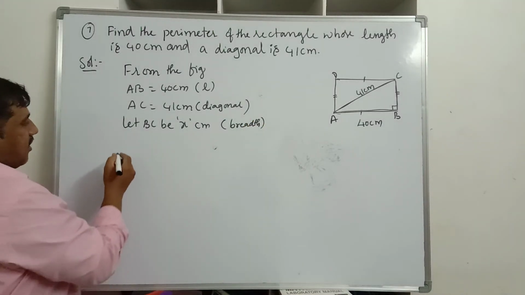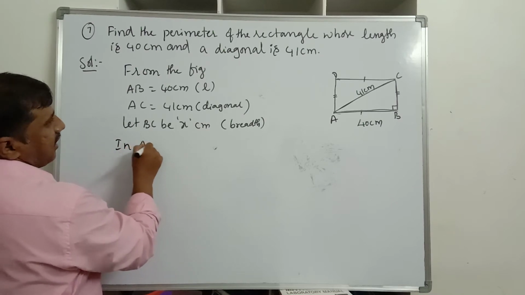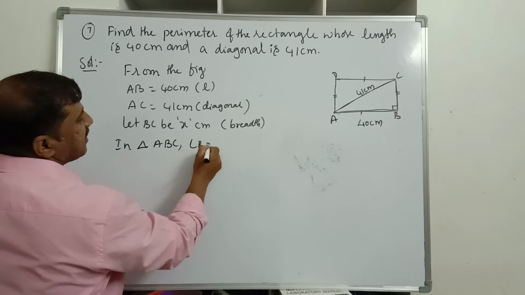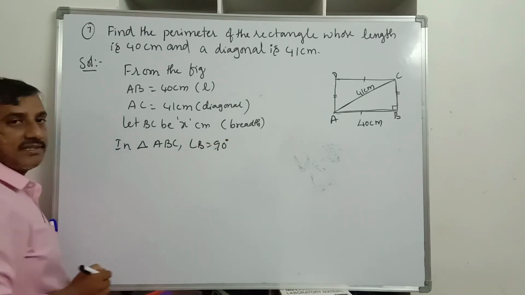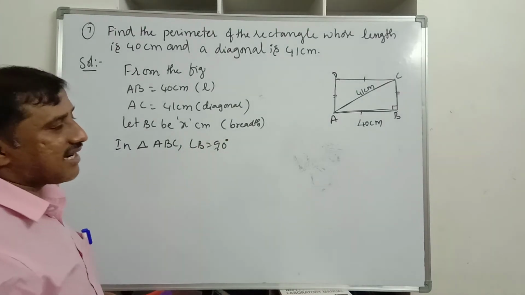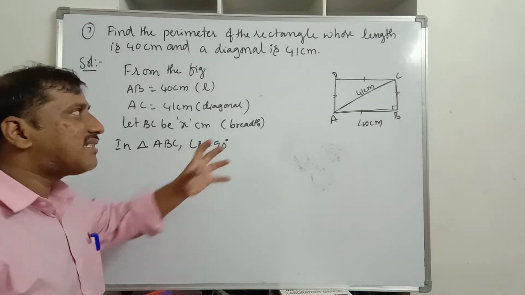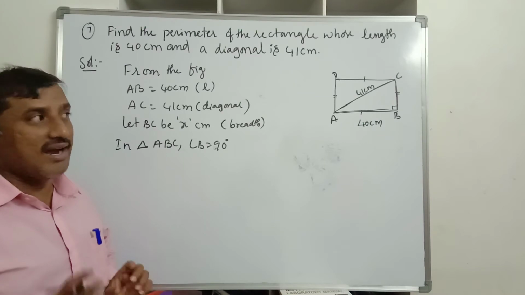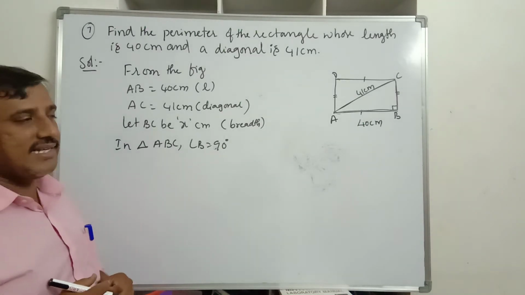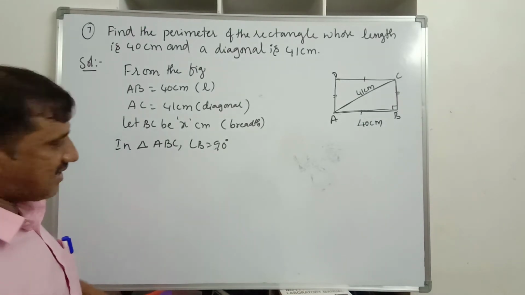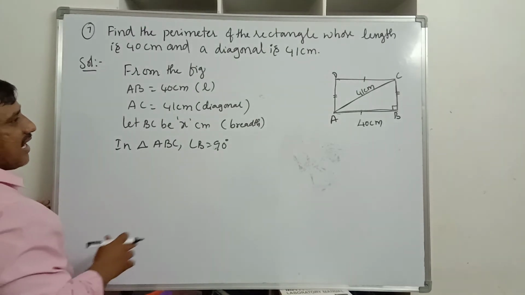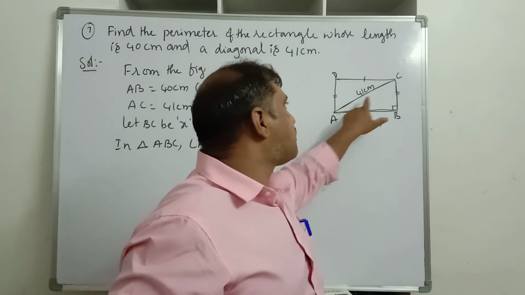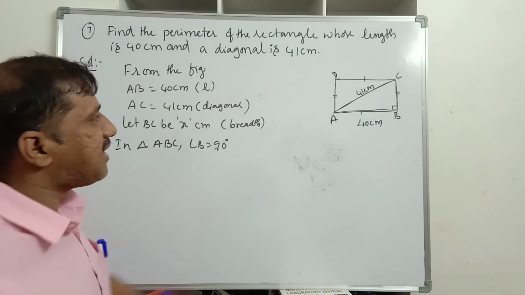Now in triangle ABC, angle B is equal to 90 degrees. Therefore it is a right triangle. Why is it 90 degrees? Because the properties of rectangles say that all the 4 angles are equal and each angle is 90 degrees in quadrilaterals, that is, in a rectangle. Therefore it is a right angle triangle. Now apply the Pythagoras theorem. Angle B is 90 degrees, therefore its opposite side AC will be the hypotenuse.